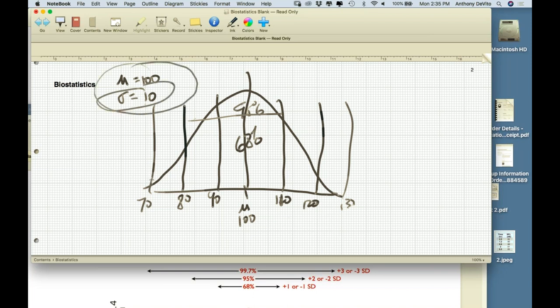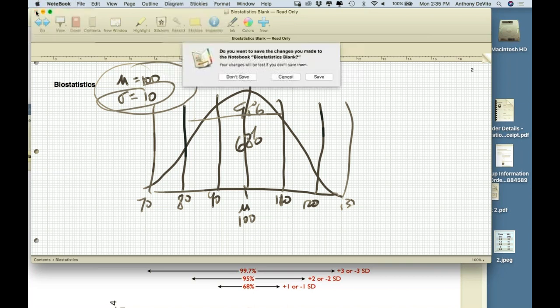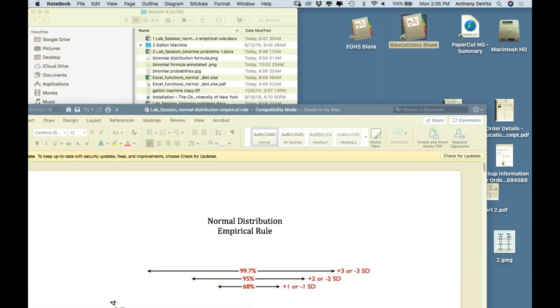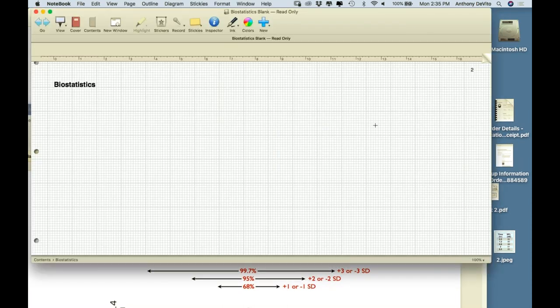Now, samples may not distribute themselves exactly like the population because there's a certain amount of chance when you sample them. But for a true normal distribution, this is what we'll be dealing with. And I want to do one more thing here. I'm going to draw this again.